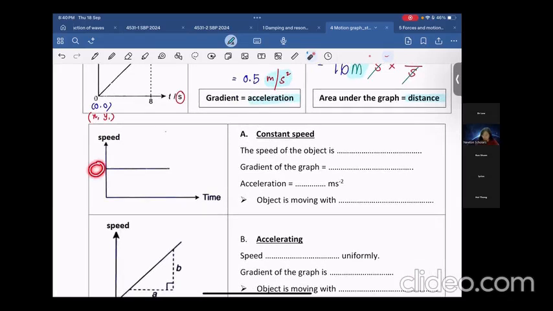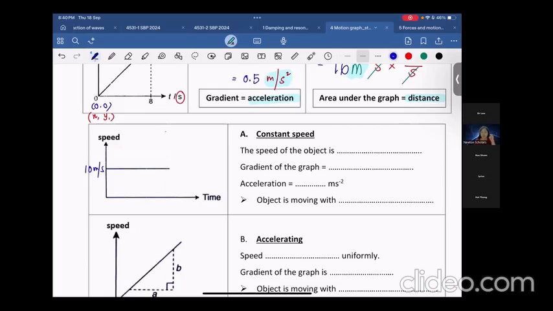This speed got a value. For example, I simply give it 10 meter per second. This is the value for the speed, okay? It is maintained at 10 meter per second. Does the object move? The object is moving, dear. It is moving at 10 meter per second, with constant speed.